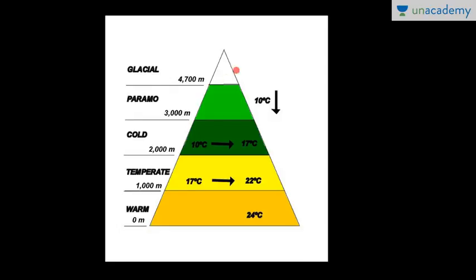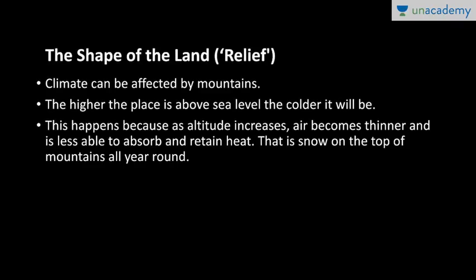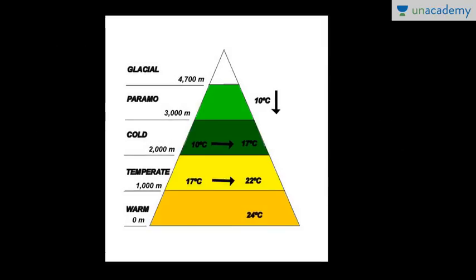As we move up the mountain, the temperature gradually decreases. Now, why does the temperature gradually decrease? This is because as the altitude increases, the air becomes thinner and it is less able to absorb and retain heat. That is why the temperature is gradually decreasing as we move up the mountain.